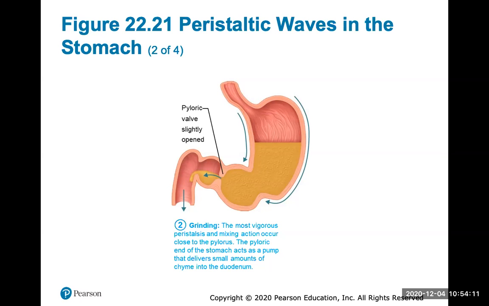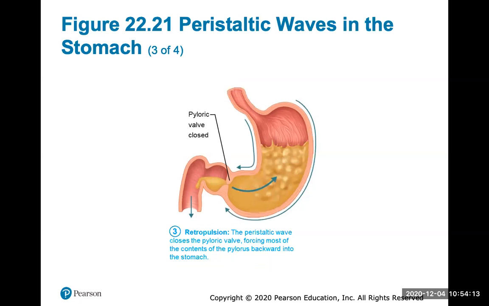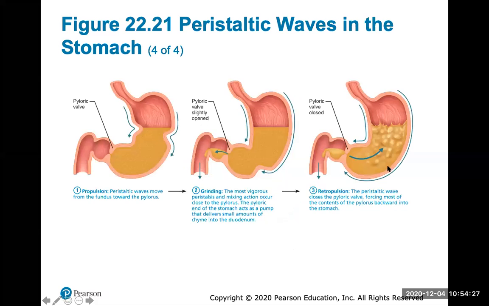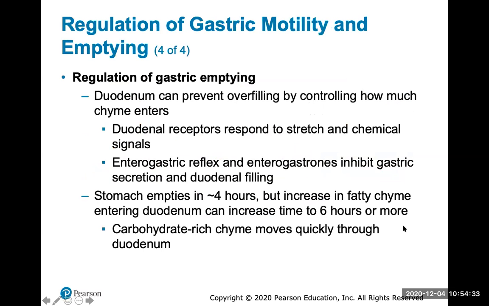Grinding is the most vigorous peristalsis. These are just different peristaltic waves that take food 3 milliliters at a time through the pyloric valve. The rest is what we call retropropulsion, where the peristaltic wave closes it and forces most of the contents backward into the stomach. So those are the waves in the stomach that keep the food mixing and eventually emptying. Eventually the stomach will empty into the duodenum, which is the first part of the small intestine. The stomach will empty in about 4 hours, but an increase in fatty chyme entering the duodenum increases the time to 6 hours or more.